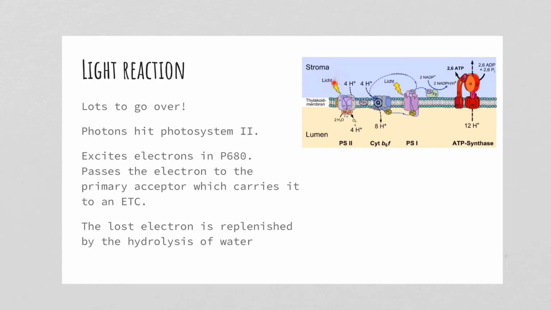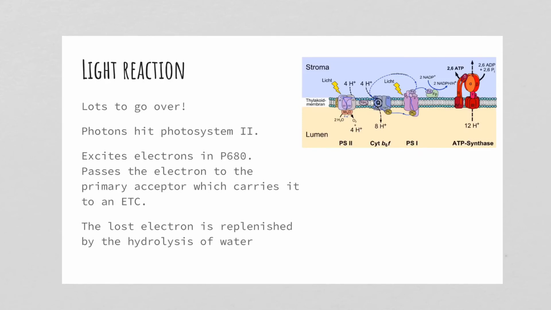Now, when that light hits photosystem 2, it's going to excite the electrons. Those electrons get passed along to a primary acceptor that's going to take it to photosystem 1. It's going to go through an ETC, the electron transport chain, and get picked up as an electron acceptor by photosystem 1. Sorry, I said it wrong earlier, photosystem 1.